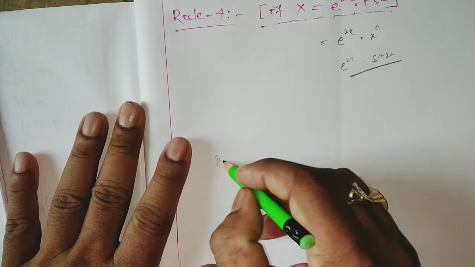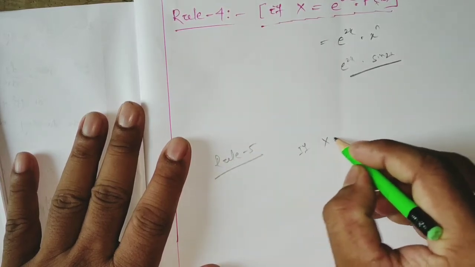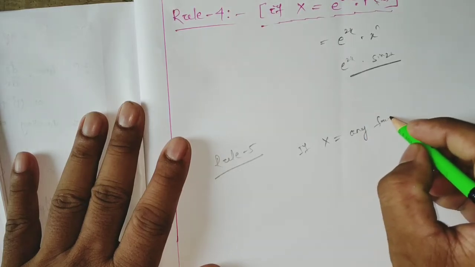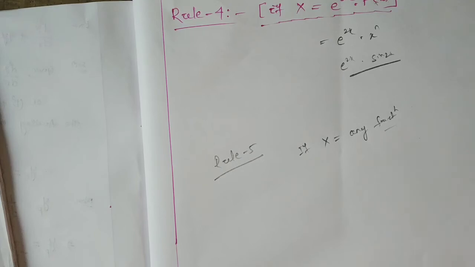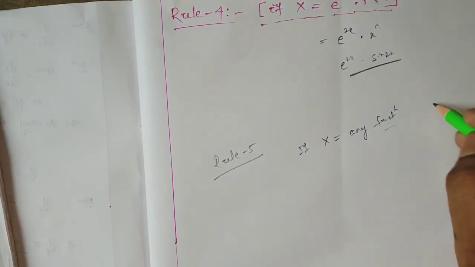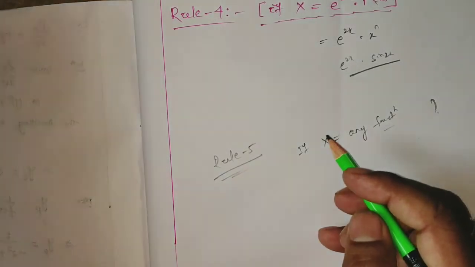And we will also discuss rule 5, that is, if X is any function other than exponential, trigonometric and polynomial, any other function, then what will the rule be. We will discuss that, and the corresponding numericals also.